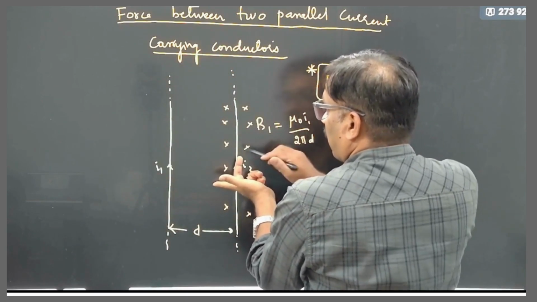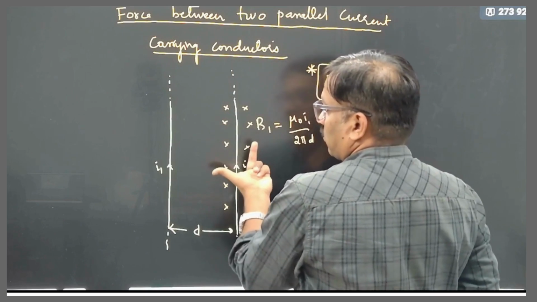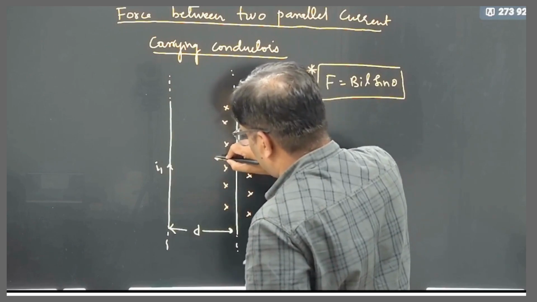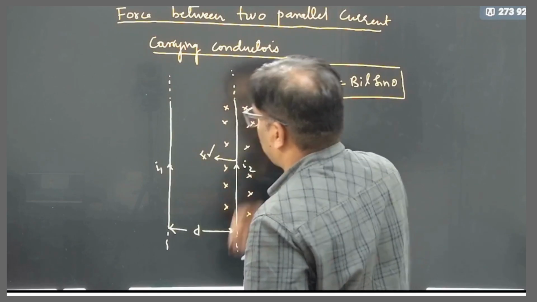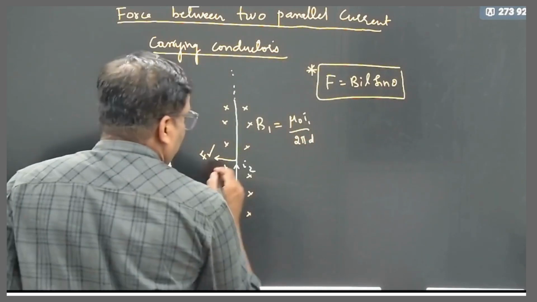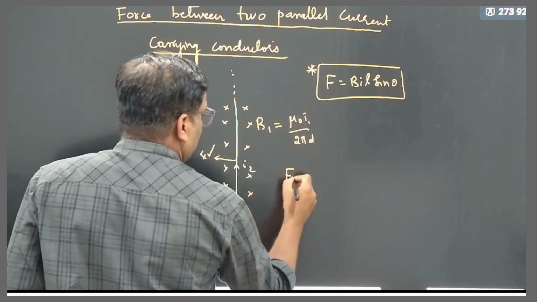So the central finger indicates the direction of your current. This one is the direction of your field. This side there will be a force. Therefore this experiences a force. This is the force on the second one now, right? So how is it going to experience a force now? What is the formula? Same formula. Force on the second one now.